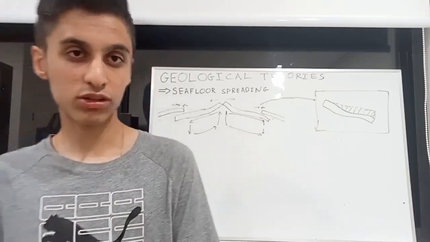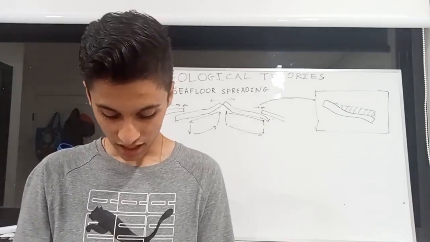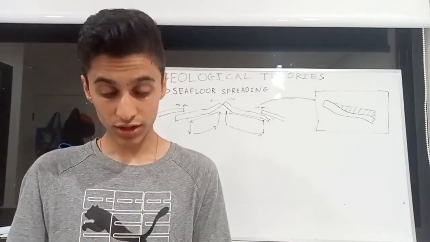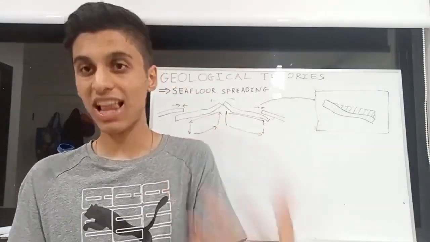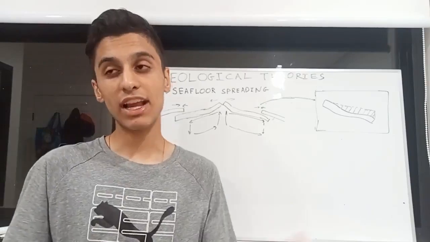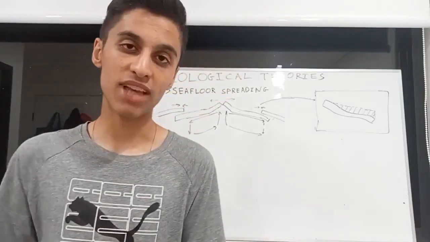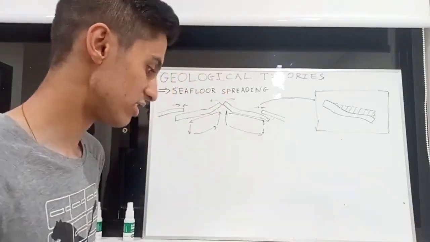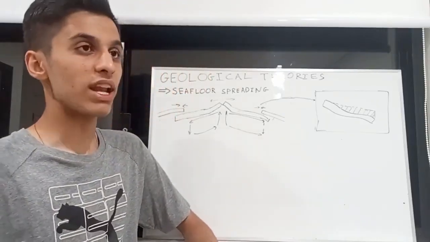So both of these theories were accepted, but continental drift wasn't, due to the lack of explanation, because Alfred Wegener didn't really relate cause with effect. Although he had evidence, and although he knew what was happening, he couldn't really explain why, and so the theory was rejected. Now let's look at seafloor spreading.